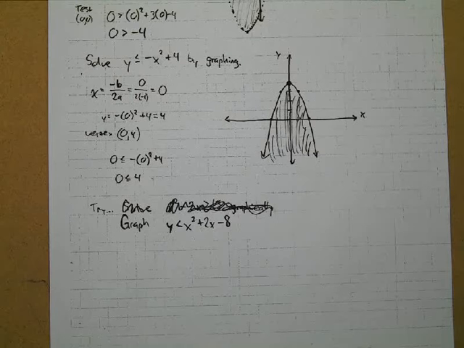Okay. 1, 2, negative 5. 1, 2, 3, 4. 2, 4, 8, 0.